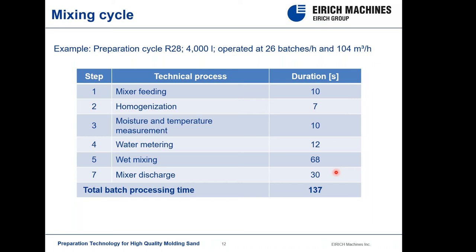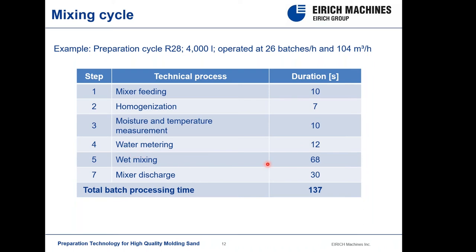So the first step is we're going to have the mixer feeding, which is going to take around 10 seconds. Then we have the homogenization of the sand and the additives in about 7 seconds. Then, as you saw in the video, we have the moisture and temperature measurement, which takes around 10 seconds. Then the water metering takes 12 seconds to add the right amount of water to get the moisture content at the end of the mixing.